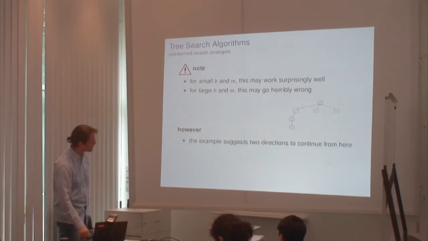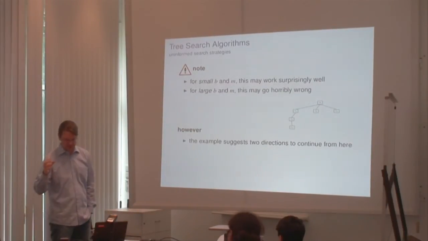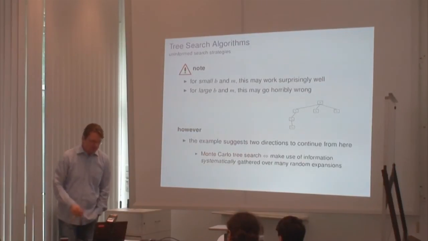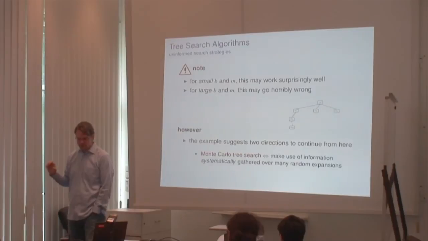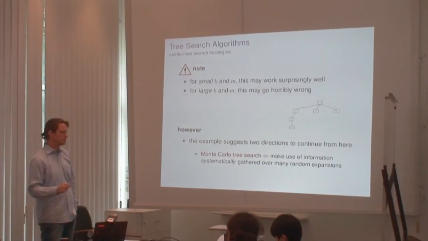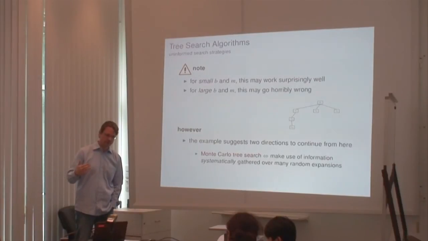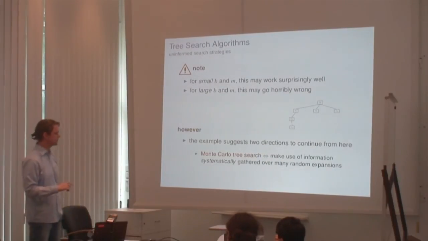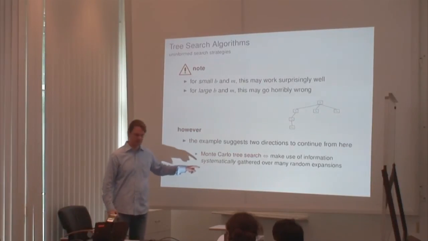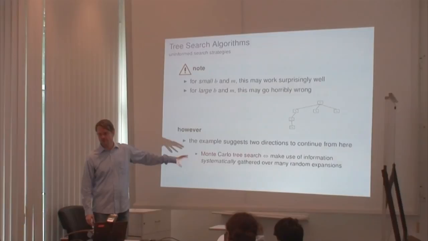However, it suggests 2 possible ways where we could take it from here. The first one is called Monte Carlo tree search. That is a surprisingly recent development, which is a random tree search algorithm, but not so stupidly random as what I just showed you. It makes use of information that has been systematically gathered over many random expansions. And this, in the year 2014, is the method of choice. We'll study that in the next lecture.